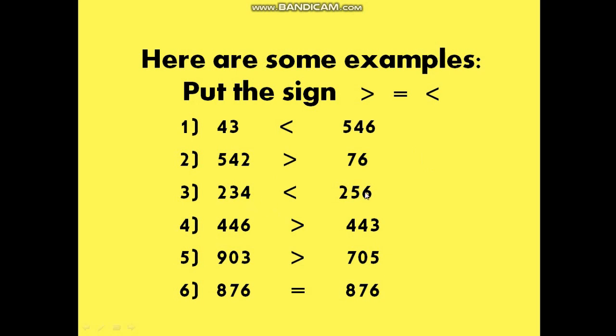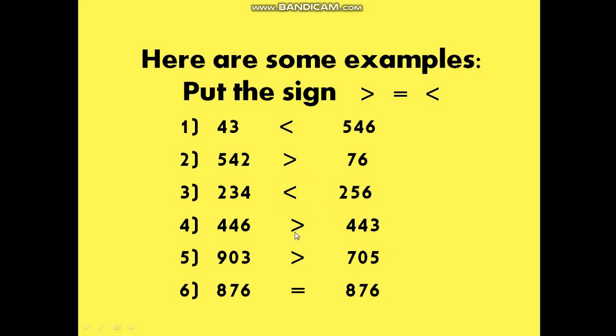234 and 256. They both are 3-digit numbers. So let us compare the digits at the 100s place. 2 at both the places. 2 is at the 100s place here, here also. So what do we do? Move on to the next digits. 3 tens or 5 tens. Which one is bigger? 5 tens. So this number is bigger.